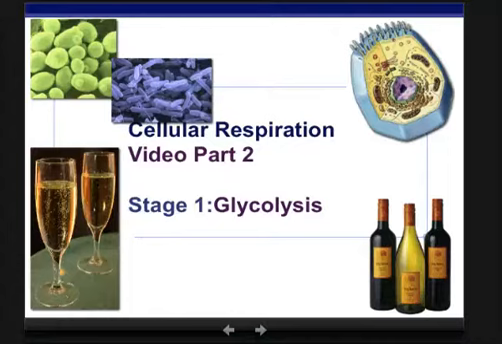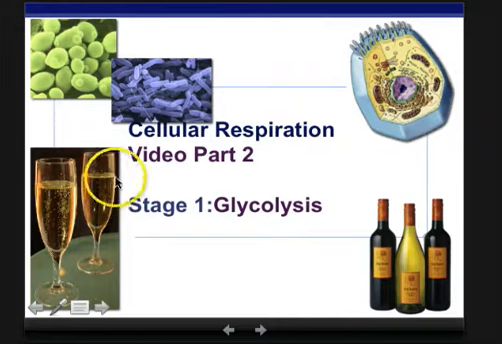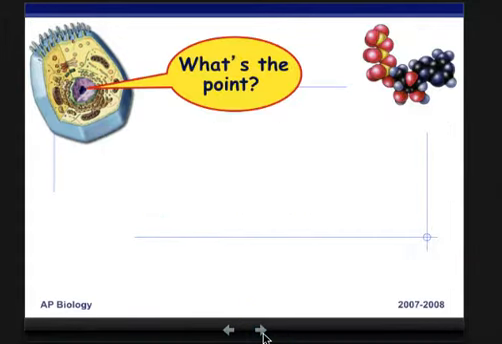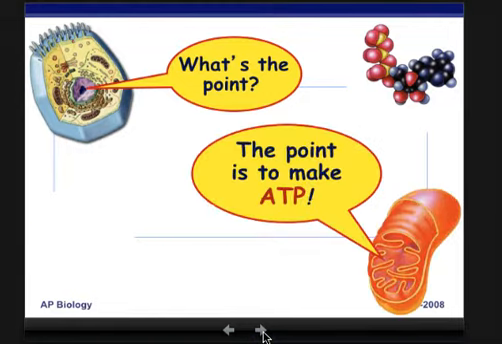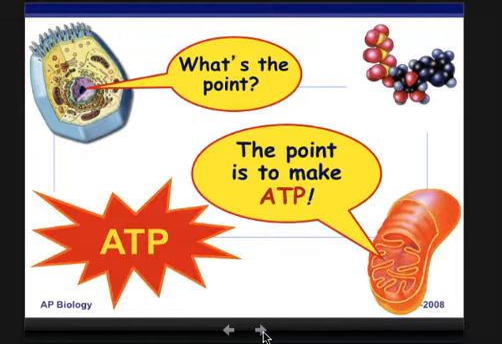Alright, so here's cellular respiration video 2. This is about glycolysis. And we'll talk about why there's pictures of champagne and wine and yeast and stuff here too in a second. So this is that same screen we keep seeing. What's the point? The point is to make ATP. So this is going to seem like an incredibly complicated way to do that, but this is what we've evolved to do.